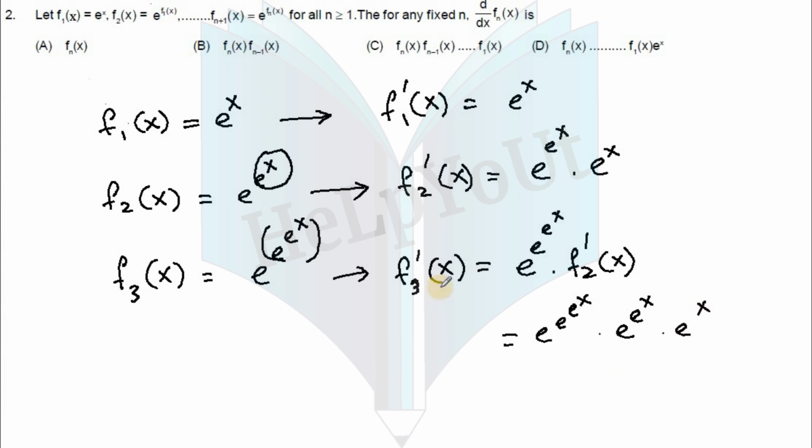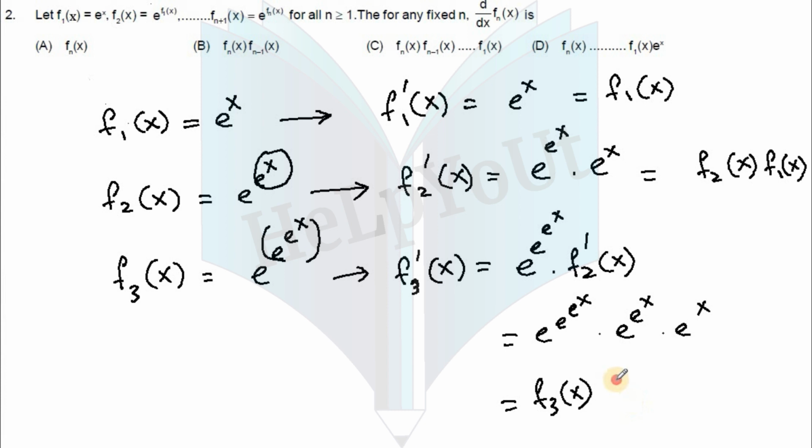So see, every time we do this, here we got f1(x) back, here we had f2(x) times f1(x), and for this we got f3(x) times f2(x) times f1(x). So option C is true, using mathematical induction.